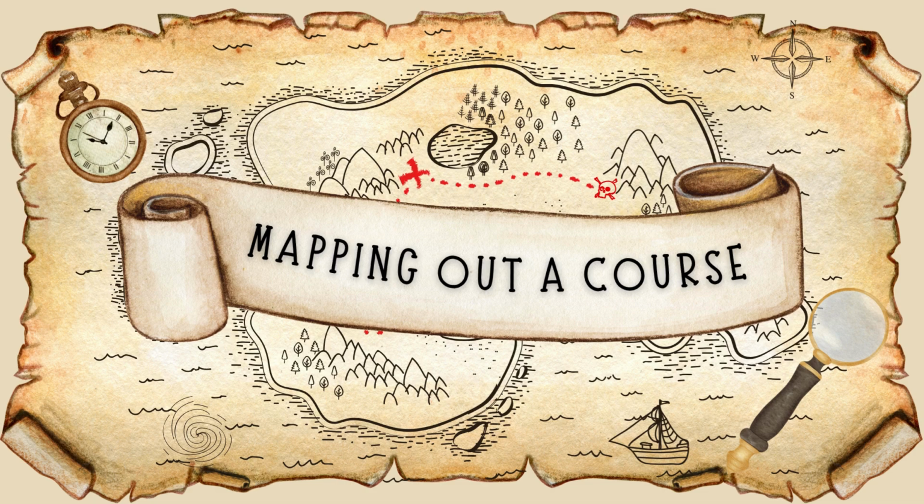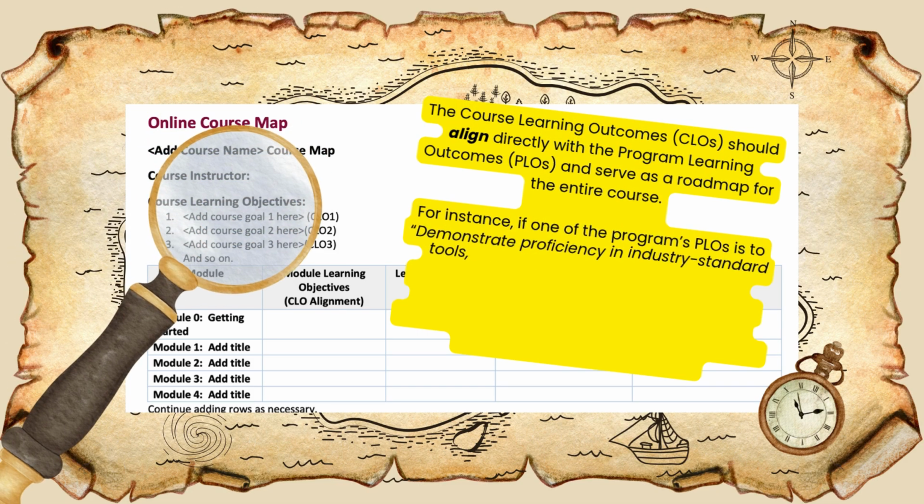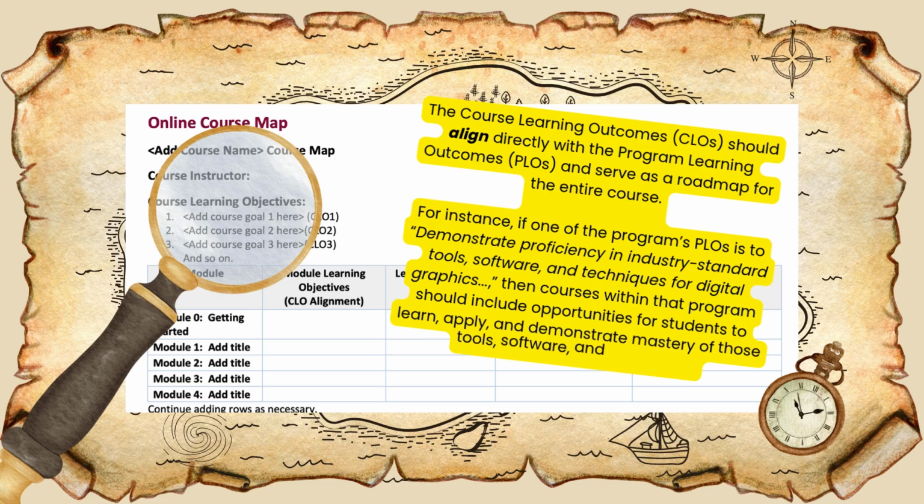All right, so welcome to course mapping, or mapping out a course. And first, we're going to start with course learning objectives. You'll see that we're using an online course map, but everything you learn here could be applied to a hybrid course map, in person, HyFlex, whatever it is that you're dealing with, this also applies. So the first thing we're going to take a look at are the course learning objectives.